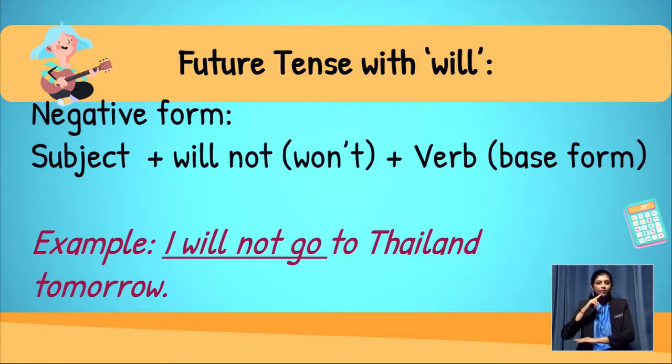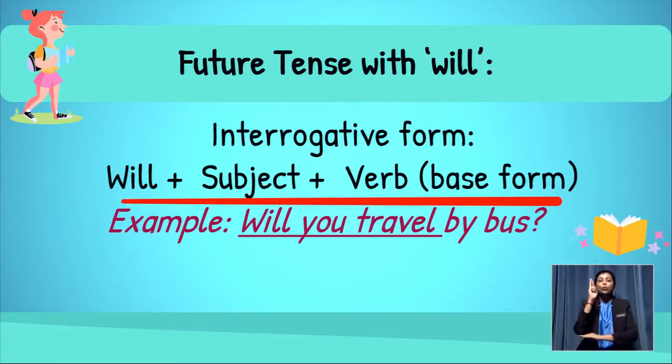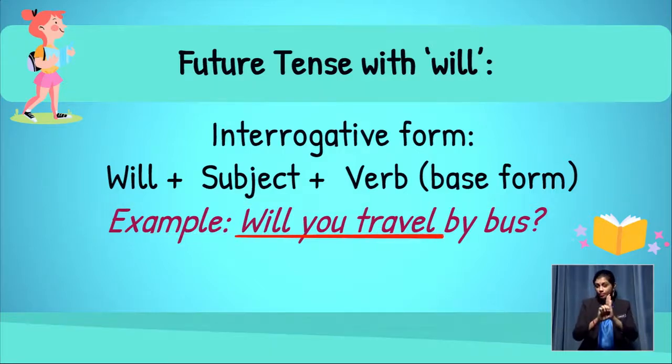For example, I will not go to Thailand tomorrow. And lastly, the interrogative form of will: will plus subject plus verb also in base form. For example, will you travel by bus? There are many occasions where we can use future will. We use will for on-the-spot decisions, predictions, promises, offers, requests, threats or warnings, and refusal.